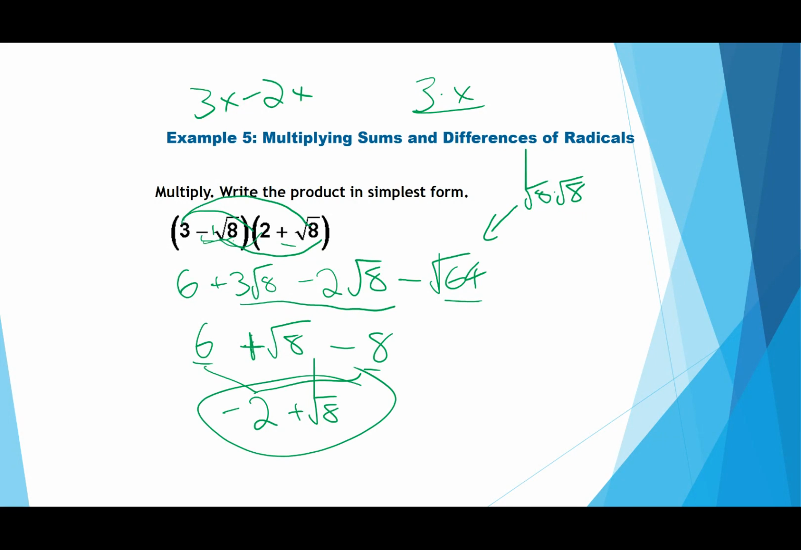This thing's being kind of finicky. And that's your answer. You can't do anything more with it because the two terms you're left with, -2 and square root of 8, are not like radicals. Nothing you can do to change them. So you leave it as such.